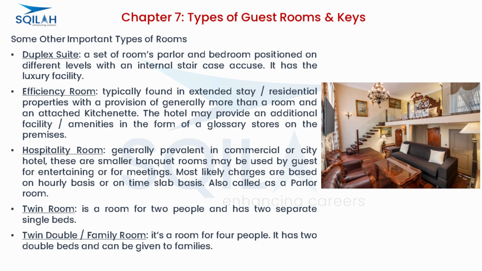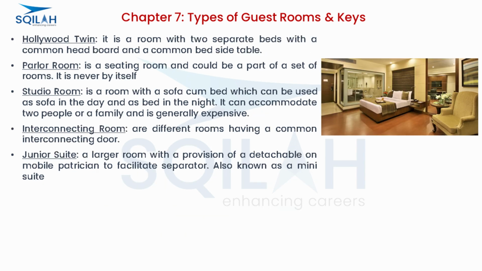Twin room is a room for two people and has two separate single beds. Twin double/family room. It's a room for four people. It has two double beds and can be given to families. Hollywood twin. It is a room with two separate beds with a common headboard and a common bedside table. Parlor room is a seating room and could be a part of a set of rooms. It is never by itself.